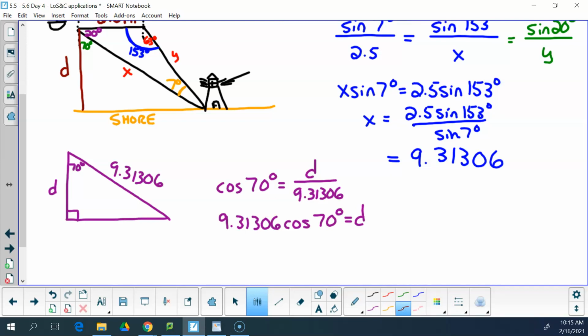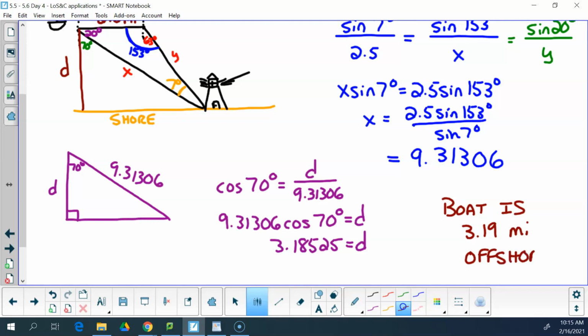And so I got the distance from shore was 3.18525. So the boat is about 3.19 miles off.